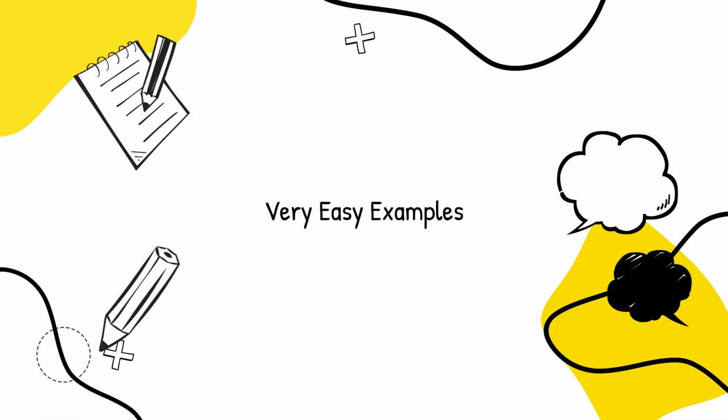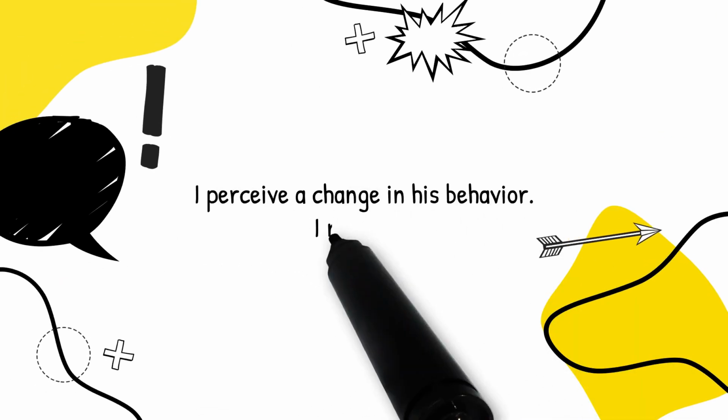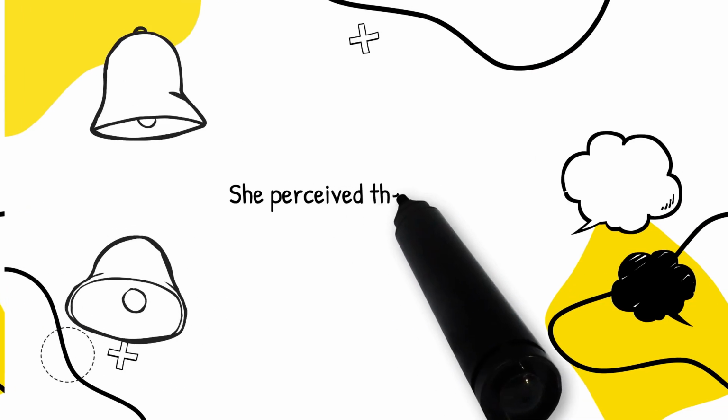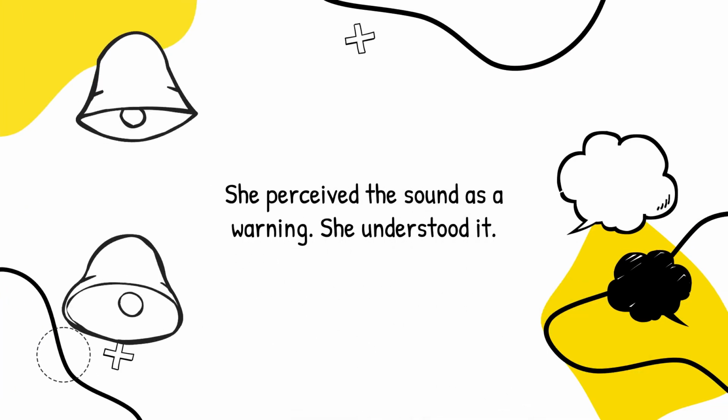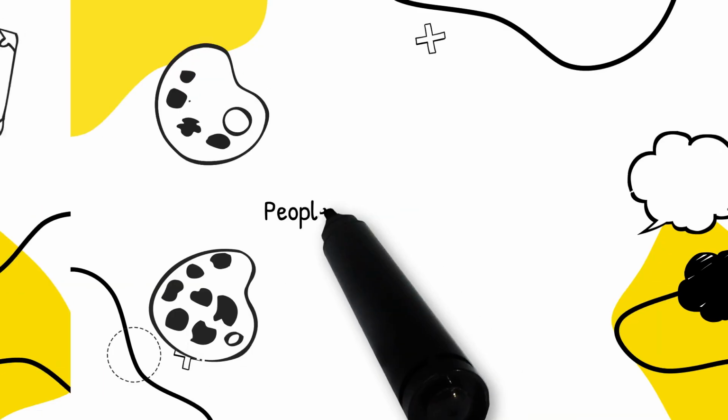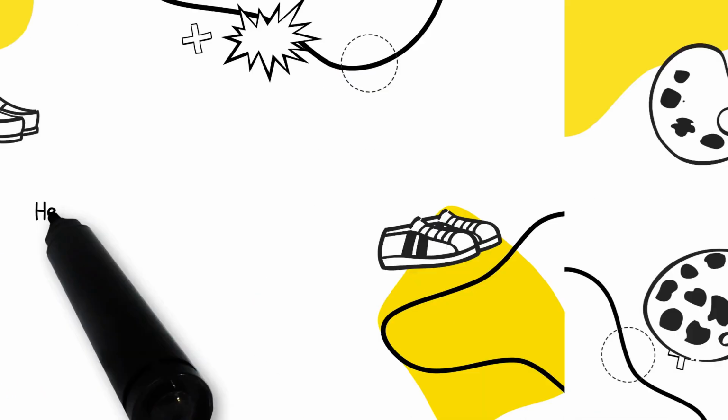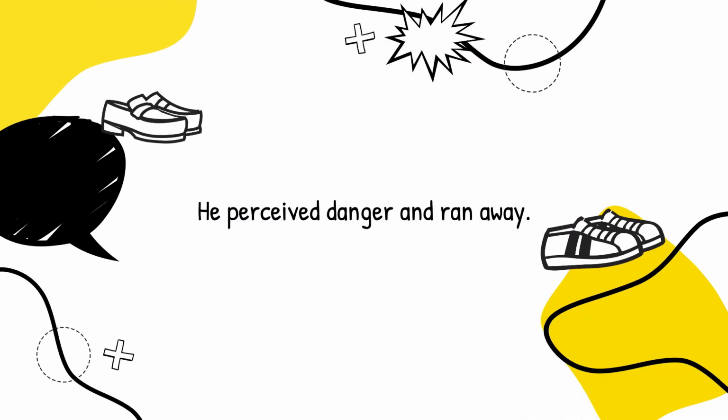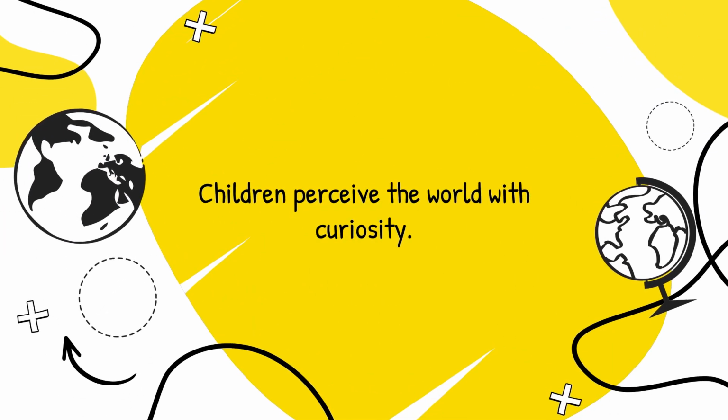Very easy examples. I perceive a change in his behavior. I notice it. She perceived the sound as a warning. She understood it. More simple sentences. People perceive colors differently. He perceived danger and ran away. Children perceive the world with curiosity.